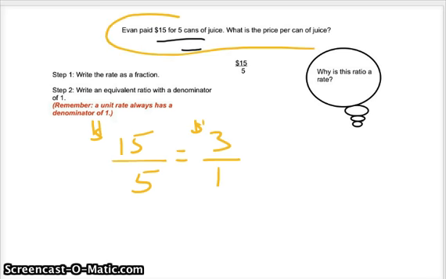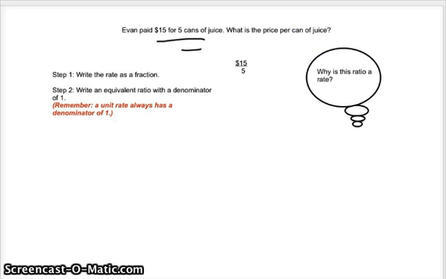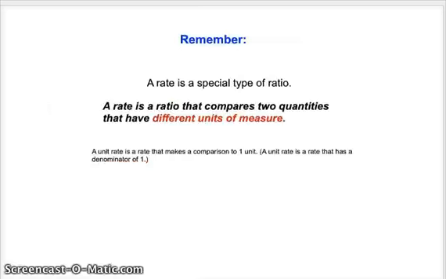Okay, Evan paid $15 for 5 cans of juice. What's the price of 1 can? It's $3 per can of juice. And again, this is a ratio, but it's also a rate because you're comparing money to cans of juice. Okay, and a unit rate always has a denominator of 1. Okay, so remember, a rate is a special type of ratio. It has different units of measurement, and a unit rate always makes a comparison to 1. Okay, or it's going to have a denominator of 1.